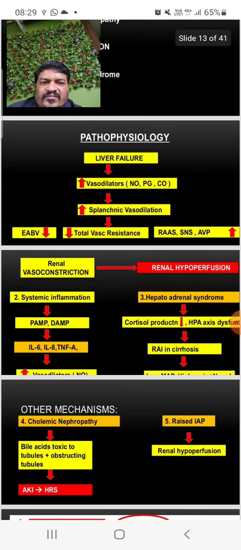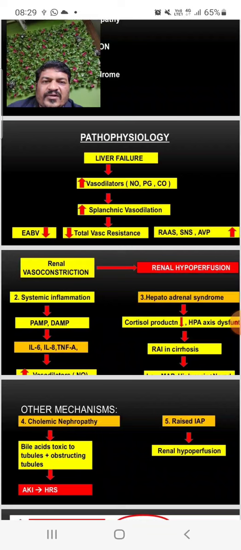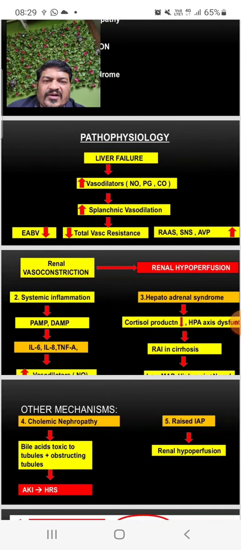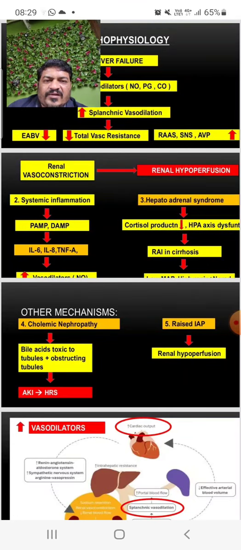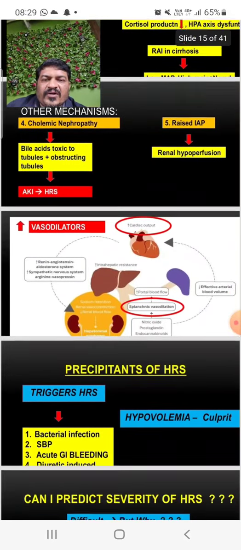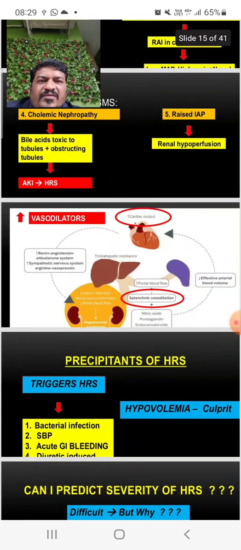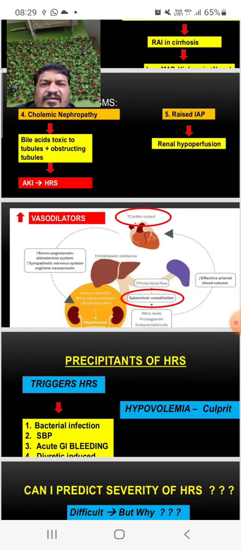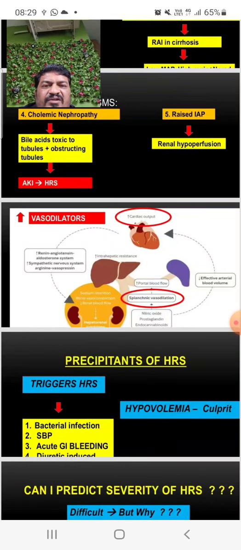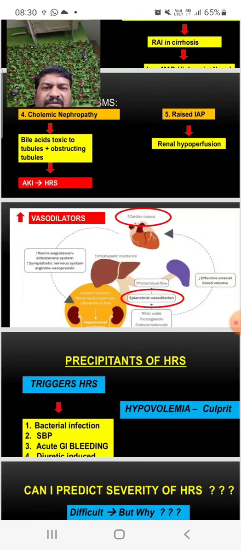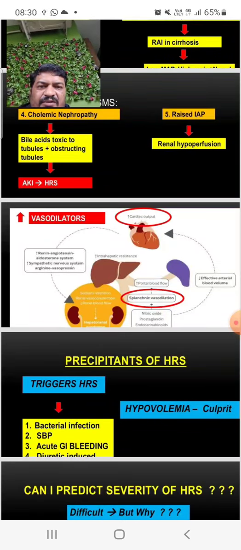Hepatorenal syndrome leads to decreased cortisol production, HPA axis dysfunction, and relative adrenal insufficiency in cirrhosis. Other mechanisms like cholemic nephropathy: bile is toxic to tubules or structural tubules, which leads to AKI or HRS, raised intra-abdominal pressure, which leads to renal hypoperfusion. So here you can see the pictures; splanchnic vasodilation leads to these things, portal blood flow, which leads to nitric oxide, prostaglandins, carbon monoxide.